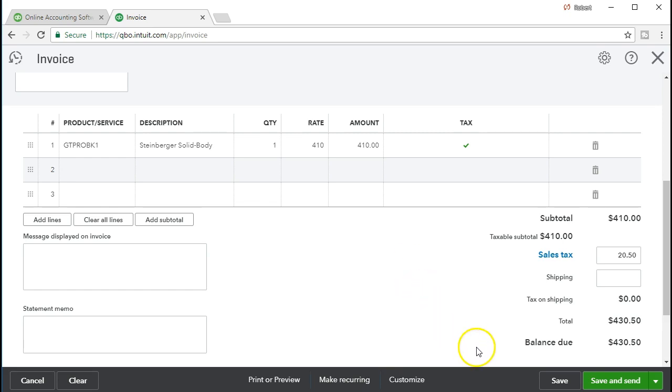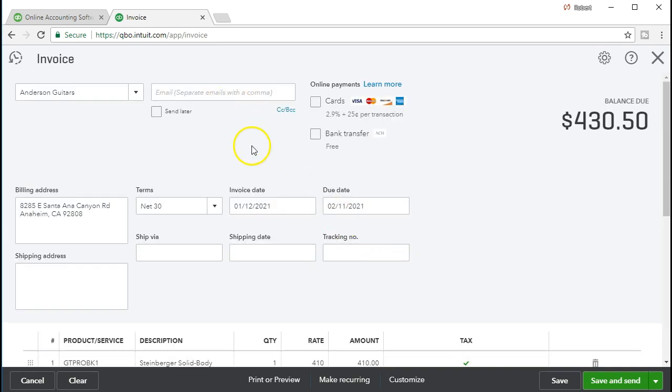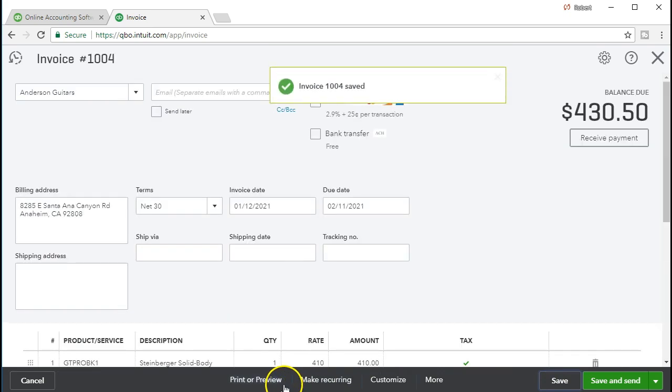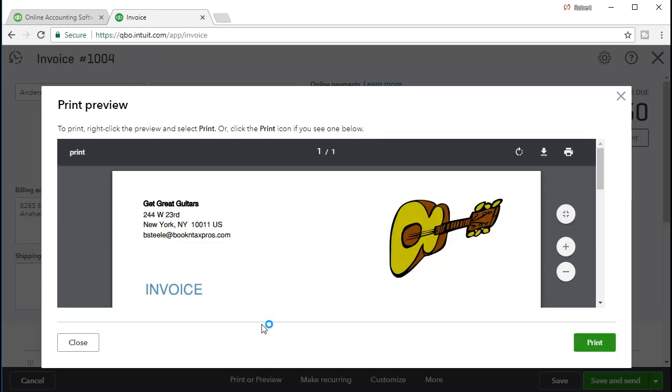Note, once we record it, we can save and send it if we had the email up here. Otherwise, we can save it. We can print it or review it if we want. Let's do that. We're going to say print and print or preview. And so here is our invoice. I'm going to go ahead and download that.